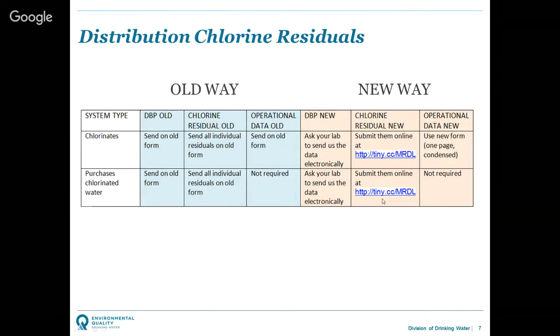The online link is actually mrdl.utah.gov, myrtle.utah.gov, and you can just submit these online every 3 months. And then the operational data, we do have a new form for that. That's just a one-page form. Try to condense it and make it a little bit easier for water system operators to use.